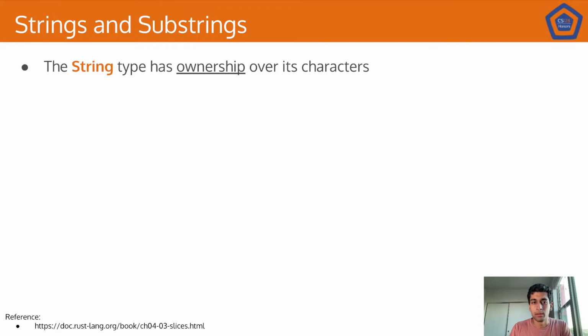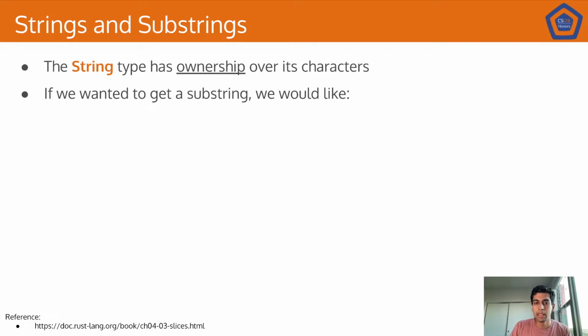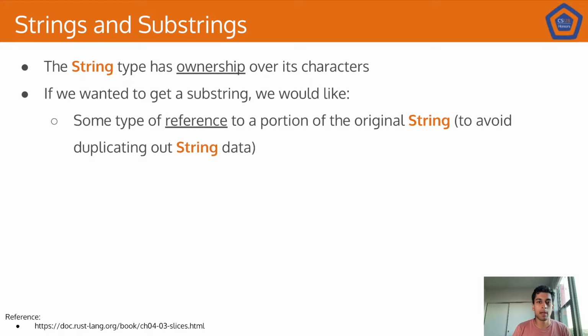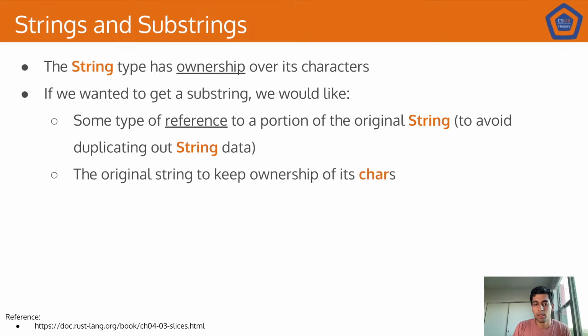Okay, so we know from the rules of ownership that a string has ownership of the characters in that string, right? But if we wanted to get a substring efficiently, we would like to be able to get some type of reference to a portion of the string, a substring, and we want it to be a reference so we can avoid having to copy over that data. Maybe our substring is really long, maybe it only excludes 2 characters of the original string, which is 1,000,000 characters long. We want to avoid having to copy over all of that. So we want this substring to be a reference. And we also want the original string to keep ownership of its characters.